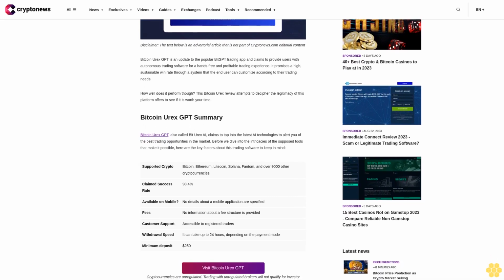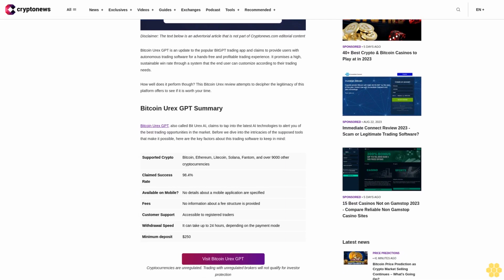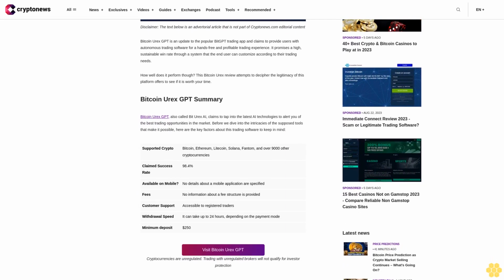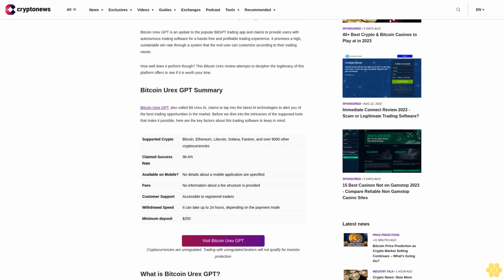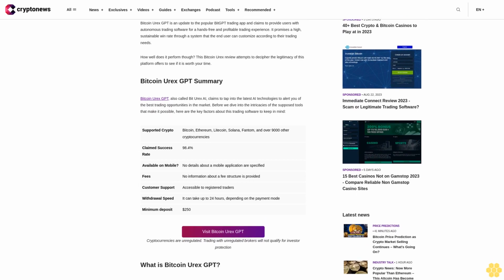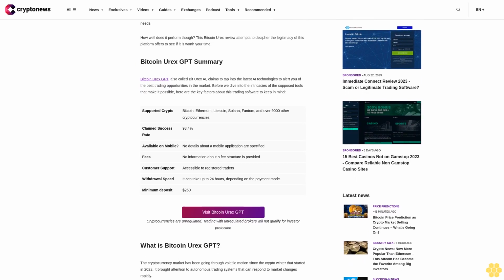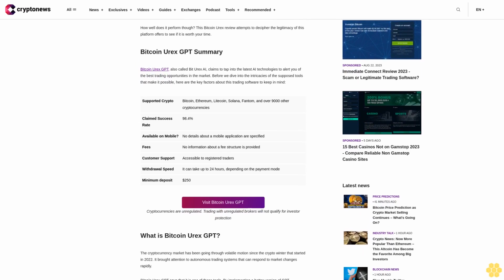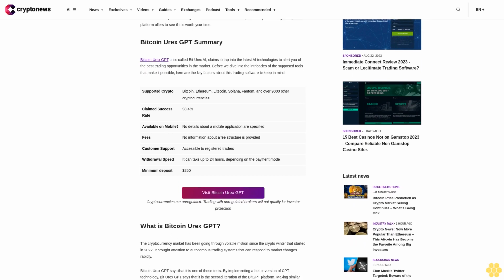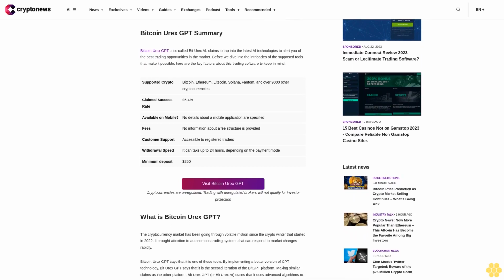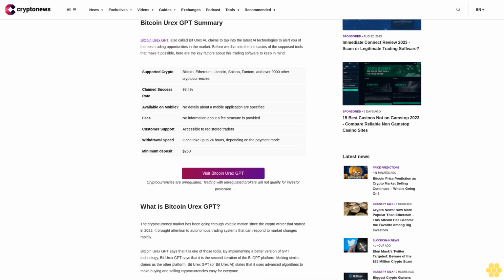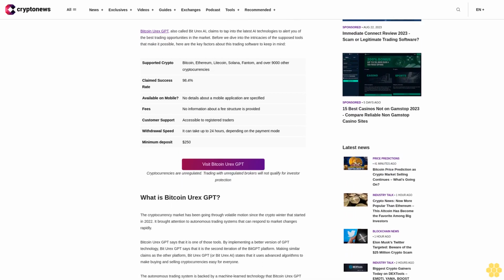Bitcoin Urex GPT summary. Bitcoin Urex GPT, also called Bit Urex AI, claims to tap into the latest AI technologies to alert you of the best trading opportunities in the market. Before we dive into the intricacies of the supposed tools that make it possible, here are the key factors about this trading software to keep in mind. Cryptocurrencies are unregulated. Trading with unregulated brokers will not qualify for investor protection.